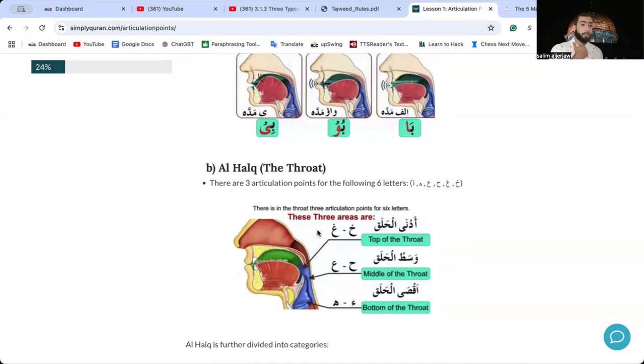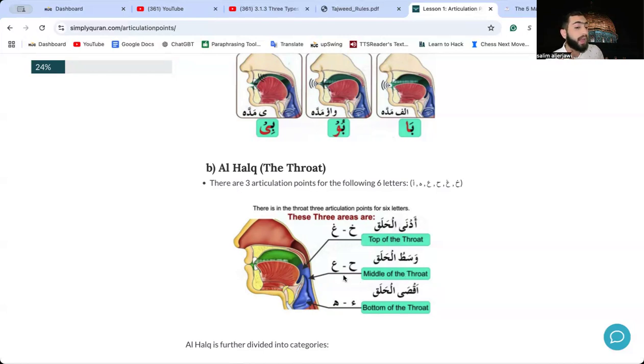Lower throat, middle, and upper. Now, in the lower part of the throat, what do we have? We have hamza and ha. Those are at the aqsa al-halq, which is the bottom of the throat. In the middle of the throat, what do we have?